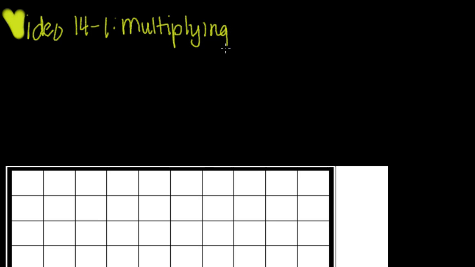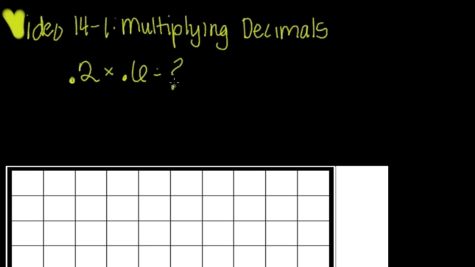The first thing we're going to do is a hundreds grid, so you might need to pause and draw a quick hundreds grid, which is a 10 by 10. So we're going to start with just 2/10 multiplied by 6/10, and we're going to see what that equals. We're going to use the model to help figure it out, so that later we can look at the algorithm, or how you really get to do it without the picture.